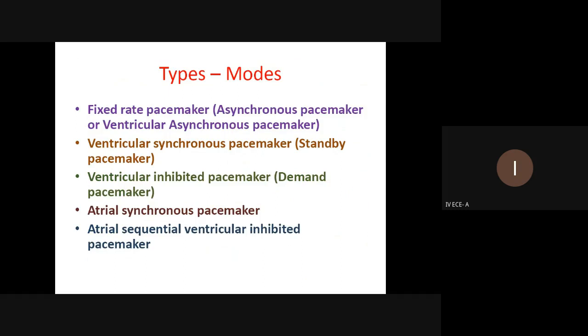So, what are the types of modes? That is the fixed rate pacemaker, ventricular synchronous pacemaker, and ventricular inhibited pacemaker, which is also called the demand pacemaker. Then the atrial synchronous pacemaker and atrial sequential ventricular inhibited pacemakers.